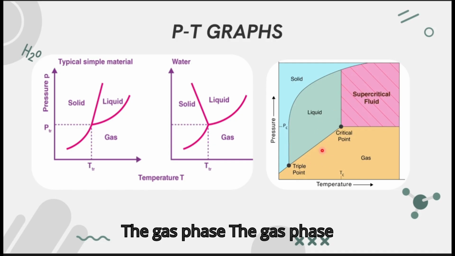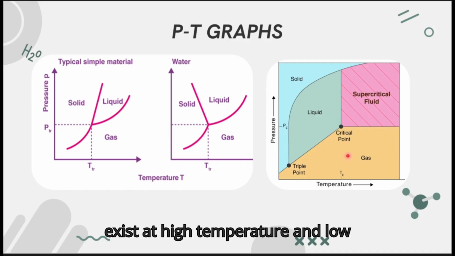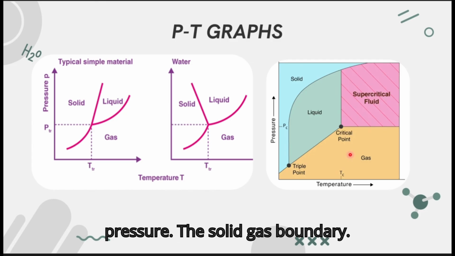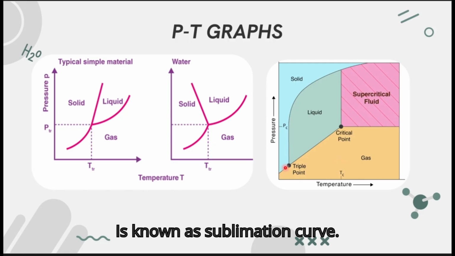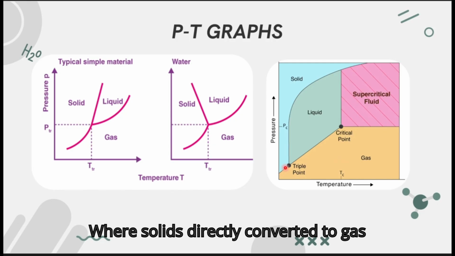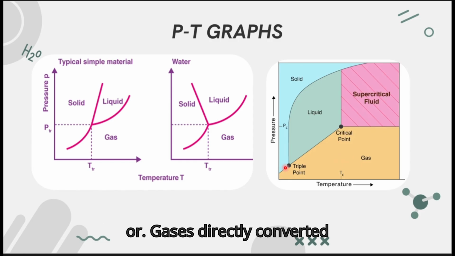The gas phase exists at high temperature and low pressure. The solid-gas boundary is known as the sublimation curve, where solids directly convert to gas or gases directly convert to solid.